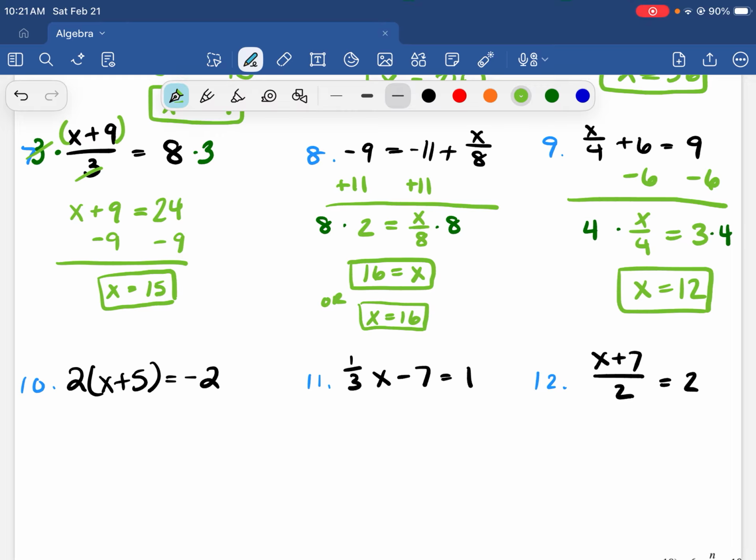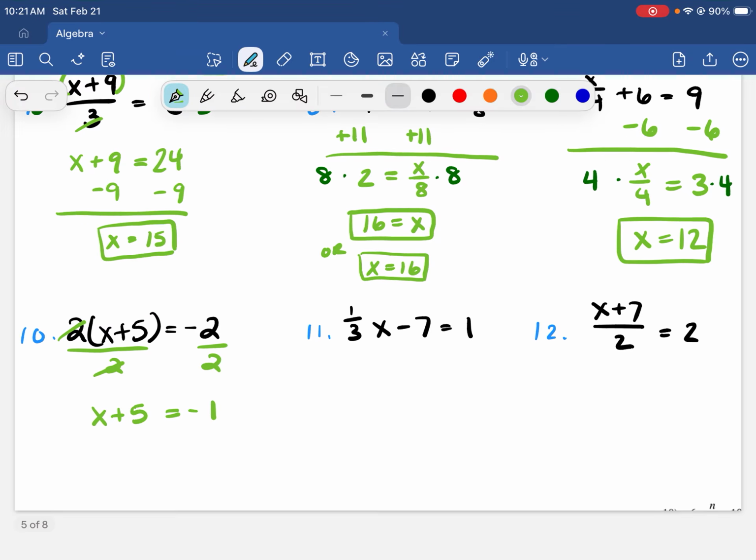So when I have 2 next to those parentheses, that is another indicator of multiplication. So right now I have 2 times the package of x plus 5. So I want to divide by 2. 2 over 2 is just 1, so now I just have x plus 5 equals negative 2 divided by positive 2 is negative 1.